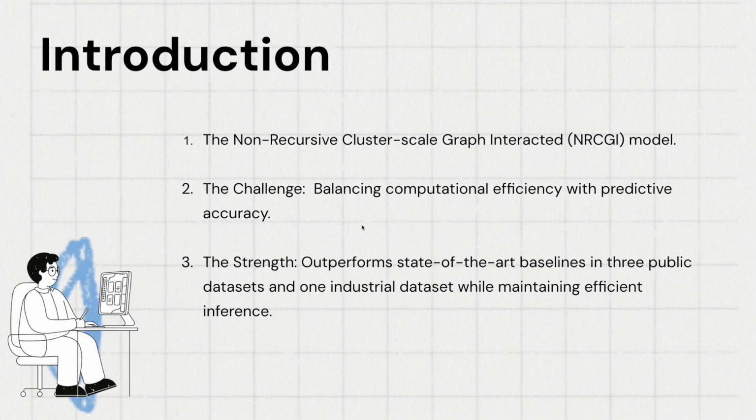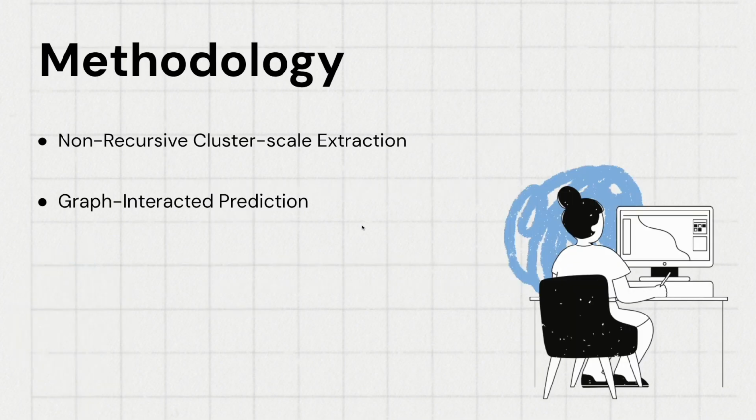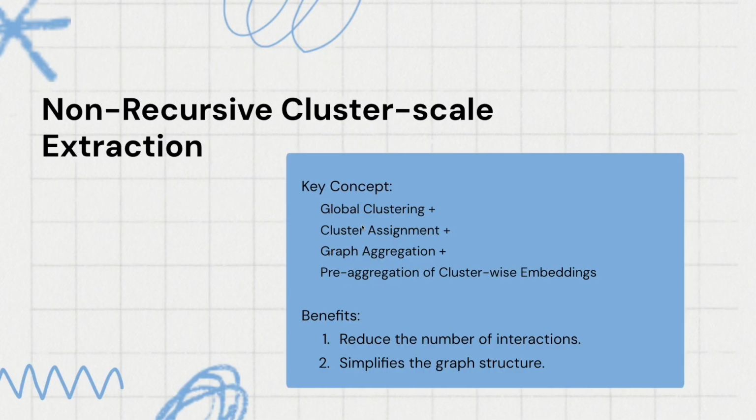The strength of this paper is that the experimental method outperforms state-of-the-art baselines in 3 public datasets and 1 industrial dataset while maintaining efficient inference. And I'm going to introduce 2 methodologies used in this paper.